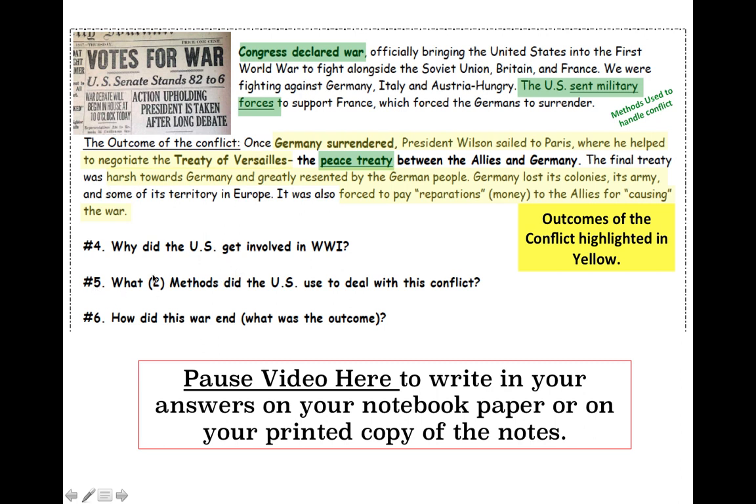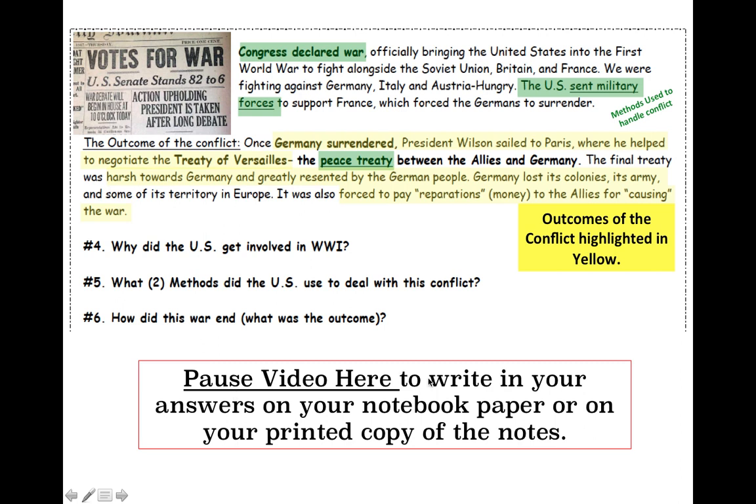Number 5, what 2 methods did the U.S. use to deal with this conflict? So we sent military and declared war. That's all one, military force and declaration of war. And then peace treaty is the other one. Treaty, peacekeeping. How did this war end, and what was the outcome? In yellow. You guys can summarize what is highlighted in yellow.